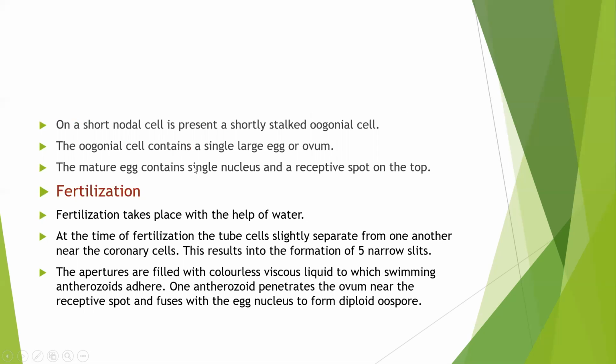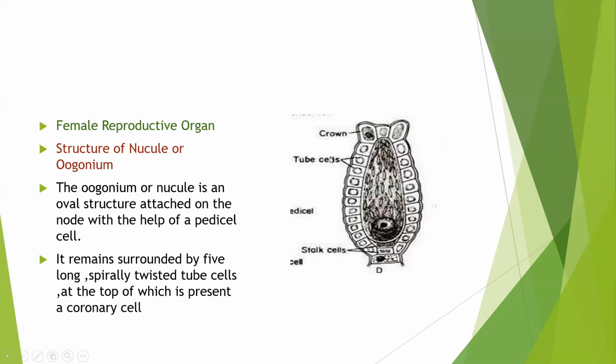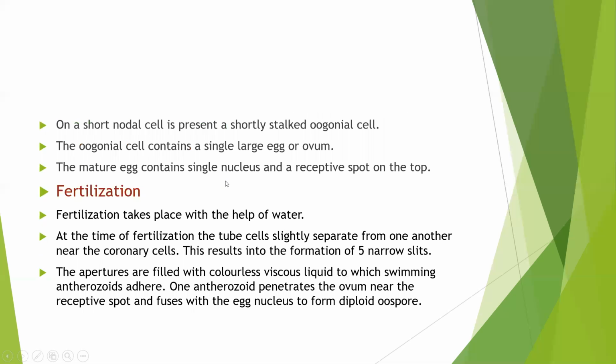The oogonial cell contains a single large egg or ovum. This oogonium contains a single large egg cell or the ovum. This is the egg cell or ovum. And the mature egg contains a single nucleus and a receptive spot on the top.